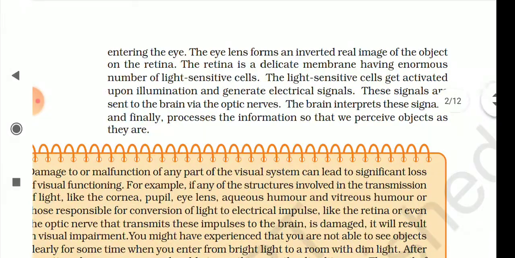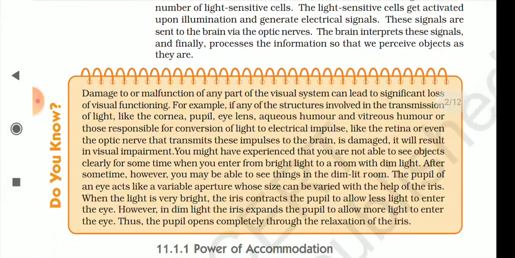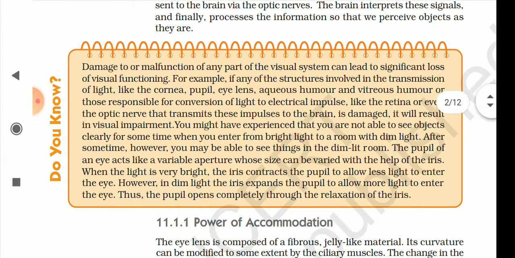Okay, I hope you are clear with the human eye. Fine. See, there is also one extra paragraph given over here. Let us read that. The damage to or malfunction of any part of the visual system can also lead to significant loss of visual functioning. Fine, what they are telling us is that if there is damage to the eye, we can also lose our eyesight, and that is quite common. If something hits hard on an eye organ, then we can also lose the sight.